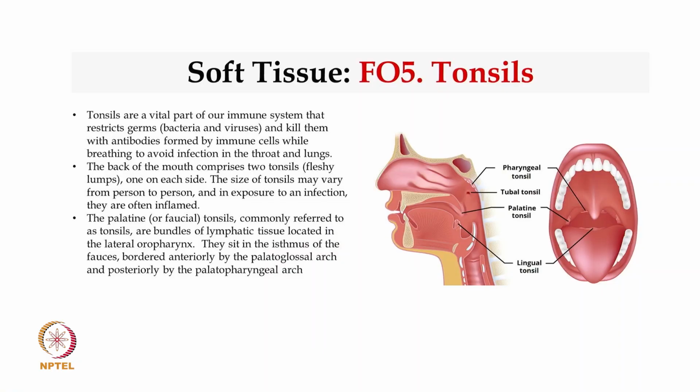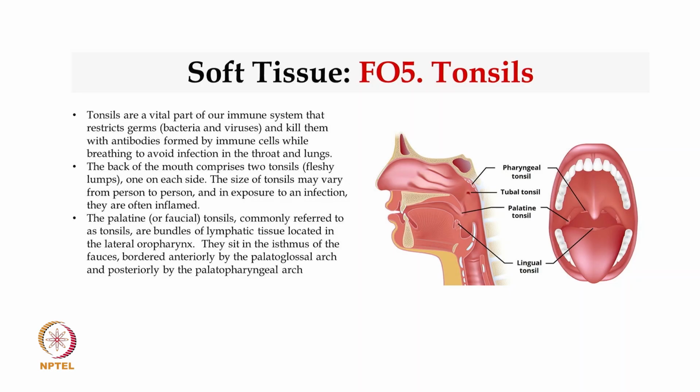Okay, so I'll continue. With this, let's get to the next organ, which is the tonsils, right? Tonsils are a very vital part of our immune system that restricts germs such as bacteria and viruses and kills them with antibodies formed by the immune cells while breathing, to avoid infection in the throat and lungs, right?